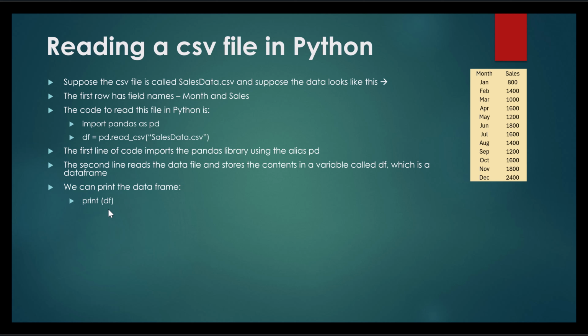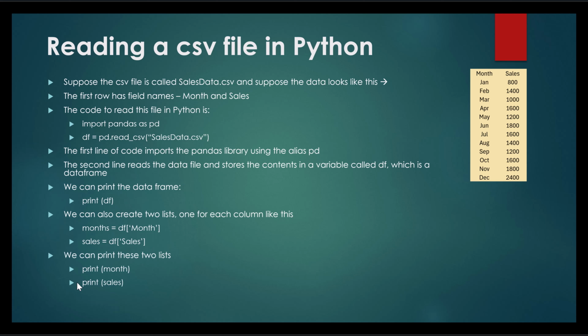You can print the entire data frame, so you could have 100,000 rows and 25 columns of data. The entire data will be printed with the statement print(df). We can also create lists of individual columns. For example, for the first column, whose label is month in the first row, we can create a variable called months, which is a list: df, then square brackets, and within quotes, month. Sales: df, square brackets, within quotes, sales. And then we can print months and sales.